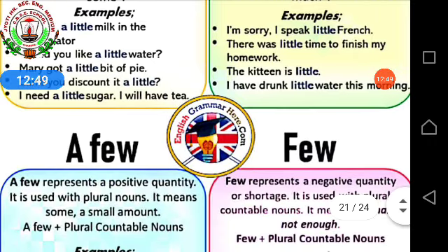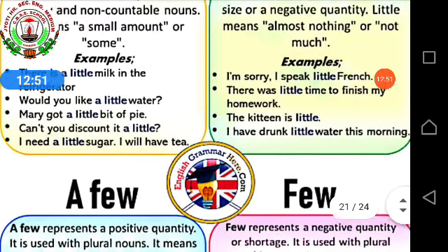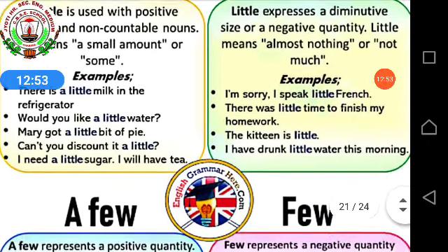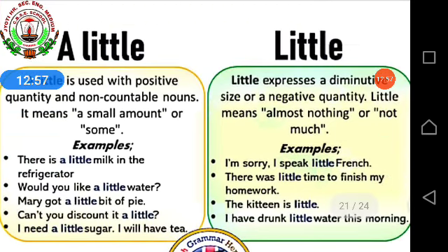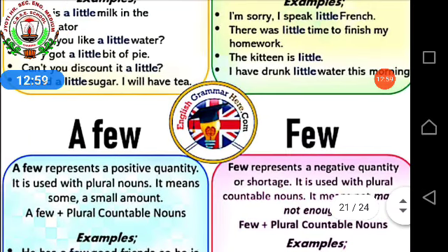Next you see a few and few. Same like a little and little, a few and few is also there. Like a little, what I told you, a positive quantity. In the same way, a few also you see. A few represents a positive quantity. It is used with plural nouns. It means some, a small amount. A few plus plural countable nouns.